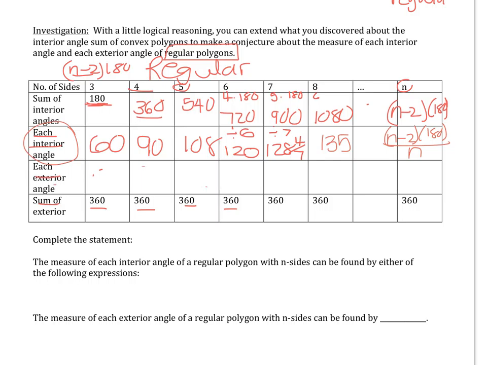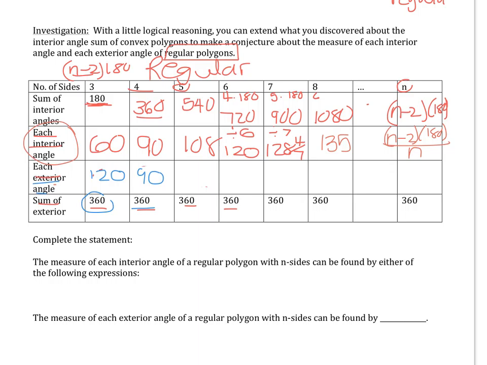Now for each exterior angle, the sum is always 360, and so we're taking 360 and dividing by 3 and getting 120. Taking 360, dividing it by 4, 90.